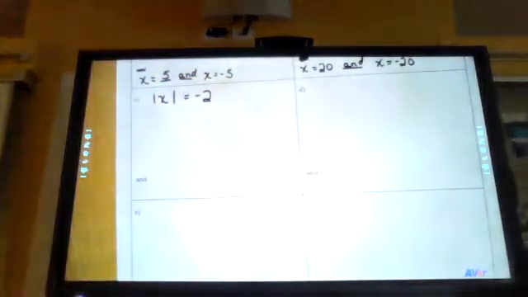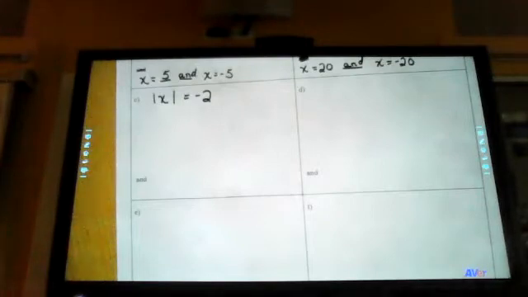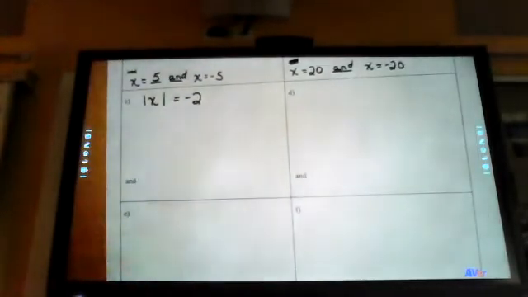What happens if you get this? What is the absolute value of X equal to negative 2? Our goal is to find what number I can put in for X so I will get an answer of negative 2. Well, let's try it.